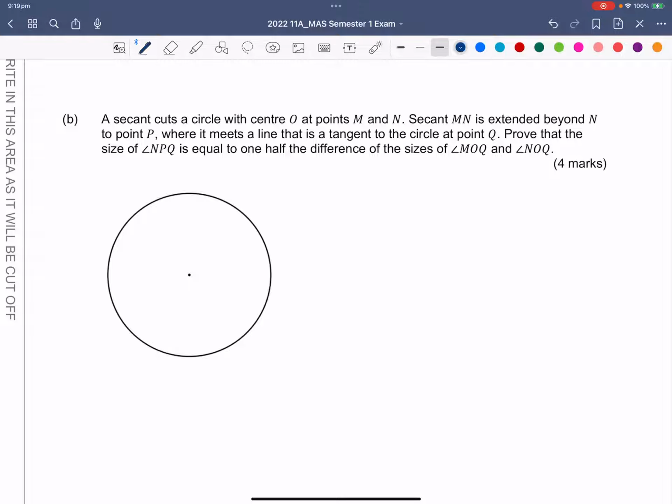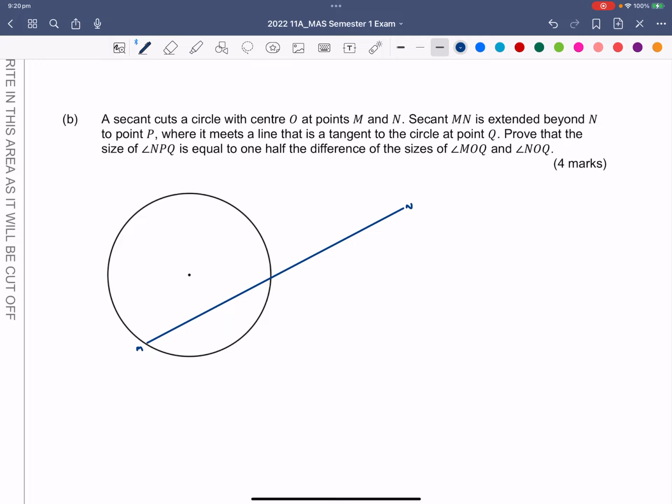Alrighty. So secant MN is extended beyond. Secant cuts a circle at points M and N. So let's just draw a secant, something like this. So there's point M, there's point N. So there's M and N. Okay, what else do we have?